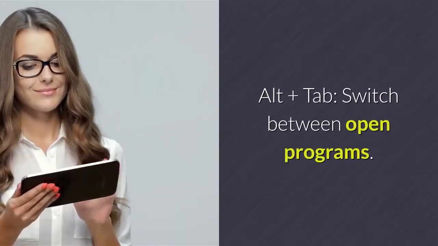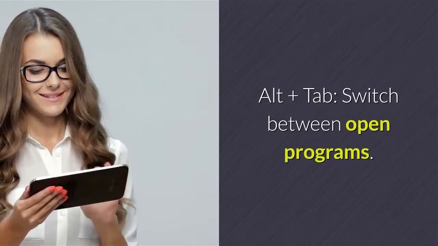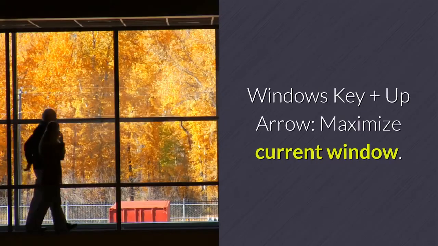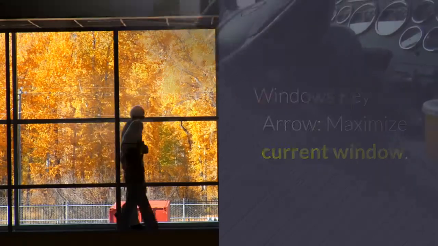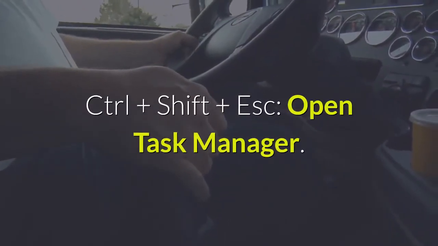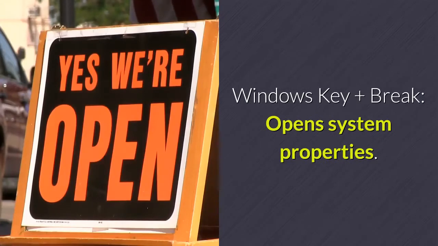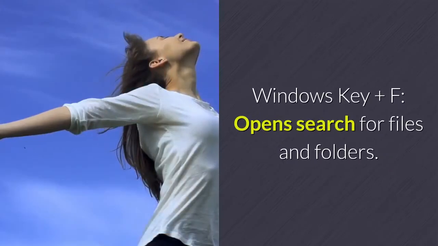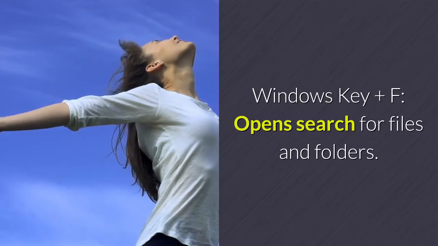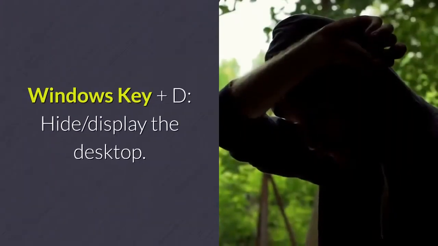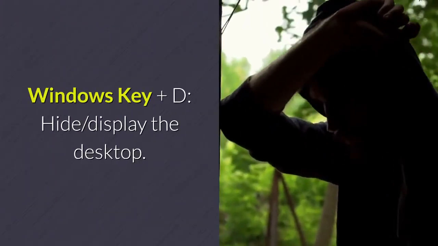Alt plus Tab, switch between open programs. Windows key plus up arrow, maximize current window. Ctrl plus Shift plus Esc, open Task Manager. Windows key plus Break, opens System Properties. Windows key plus F, opens Search for files and folders. Windows key plus D, hide, display the desktop.